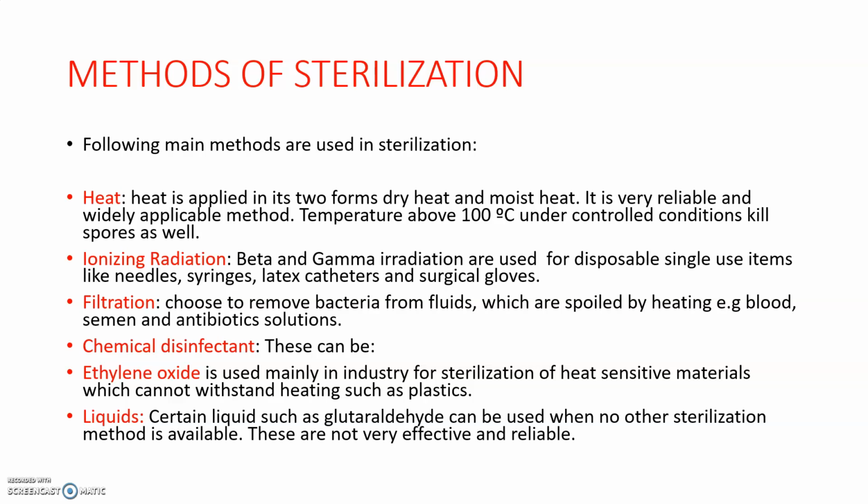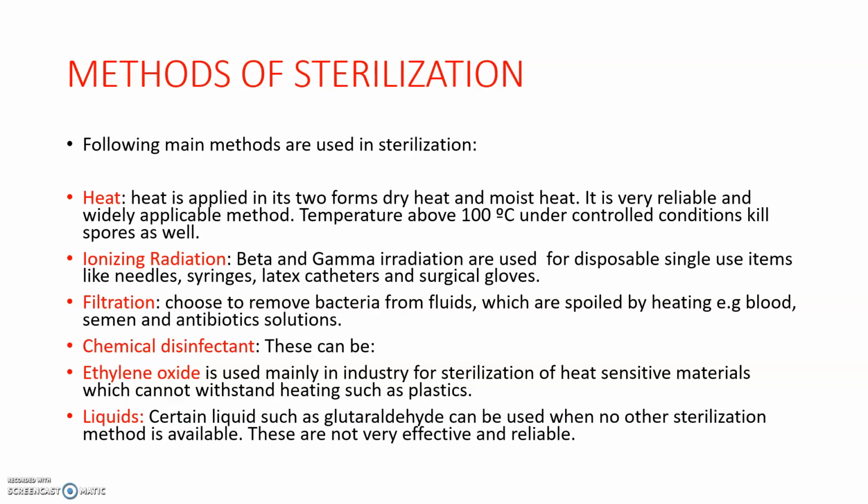The next is filtration. Filtration is used to remove bacteria from fluids which are spoiled by heating, for example blood, semen and antibiotic solutions. The next is chemical disinfectant. This can be ethylene oxide, which is used mainly in industry for the sterilization of heat-sensitive materials which cannot withstand heating. An example of such materials is plastics.